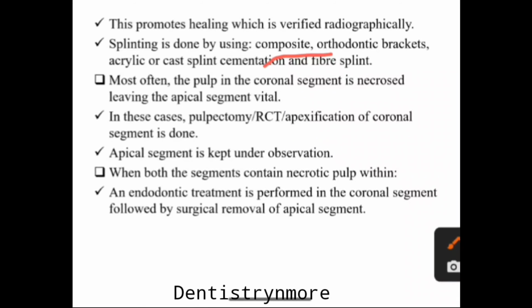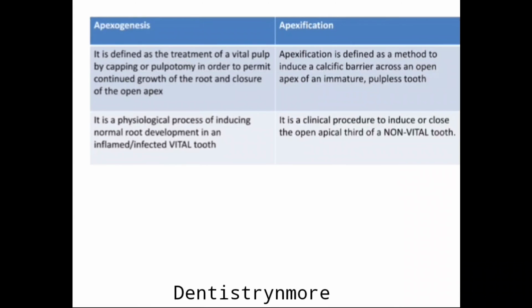Most commonly, the pulp in the coronal segment becomes necrotic, leaving the apical segment vital. In these cases, pulpectomy, RCT or apexification of the coronal segment can be done. And when both segments contain necrotic pulp, then endodontic treatment is preferred in the coronal segment, followed by surgical removal of the apical segment.